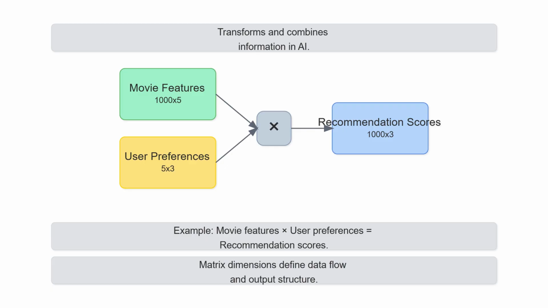recommendation scores. In Python, if you multiply a 1000 by 5 matrix of movie features by a 5 by 3 matrix of user preferences, you get a 1000 by 3 matrix. Each cell in this resulting matrix directly shows how much of the 1000 movies appeals to each of the 3 users. It's a powerful way to distill complex data into actionable insights.